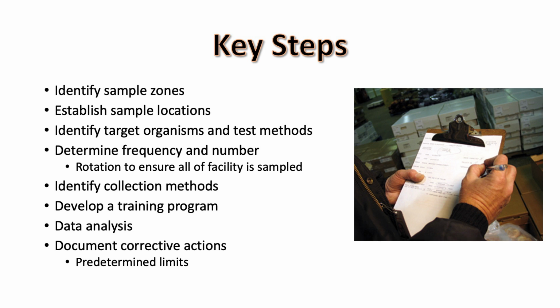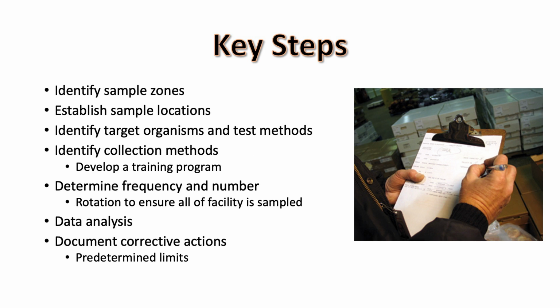Determine the frequency and number of samples, making sure that all areas of the facility, even those that are challenging to access, are included. Identify collection methods and develop a documented training program. Finally, you will need to establish ways to analyze the data and document corrective actions when sample results are out of compliance with your predetermined limits. The goal of the program is to determine if your preventive controls are effective in keeping environmental pathogens from establishing in your facility or contaminating your finished product.